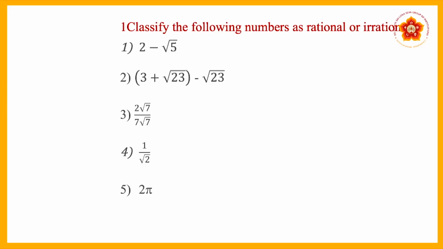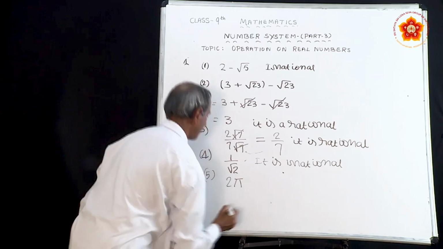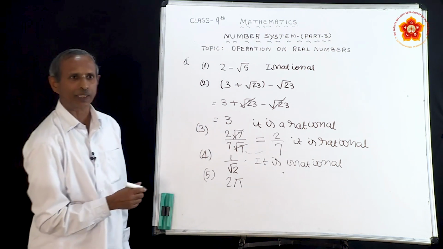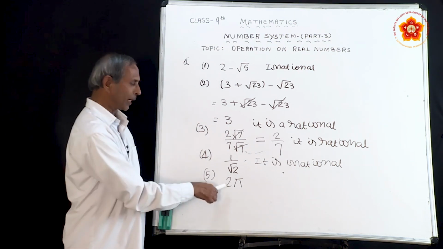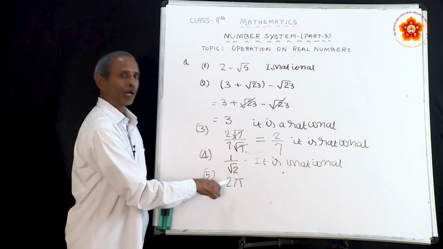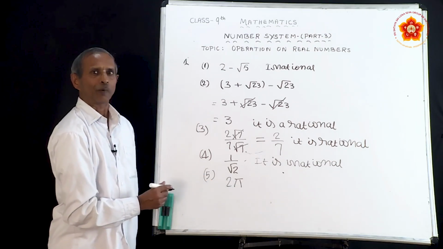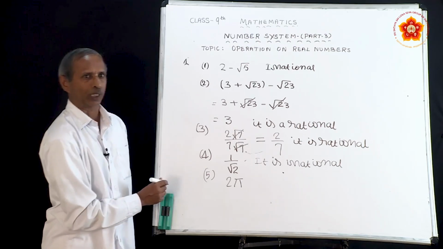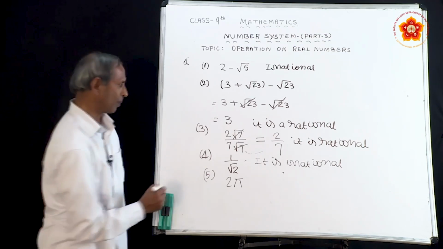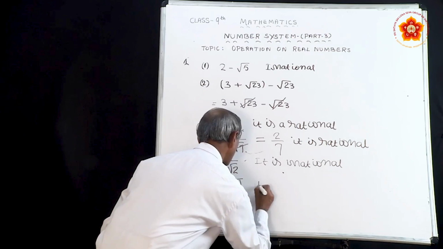Now the fifth problem I will take now. The fifth problem is 2 pi. Now look here. Here there are two numbers. Here 2 is a rational number and pi is an irrational number. The operation of multiplication becomes irrational only. Therefore 2 pi is an irrational number.